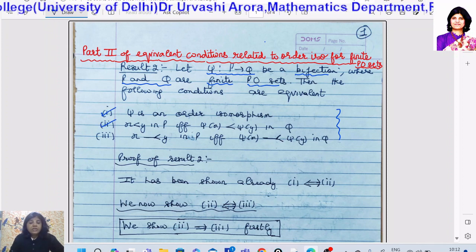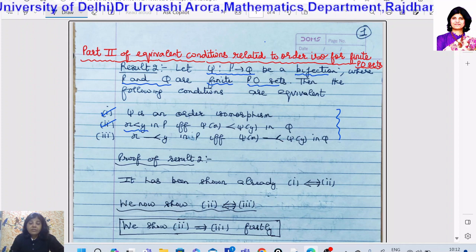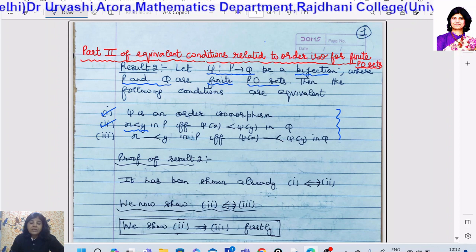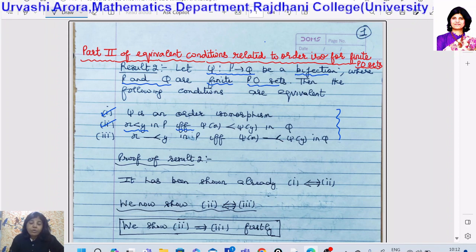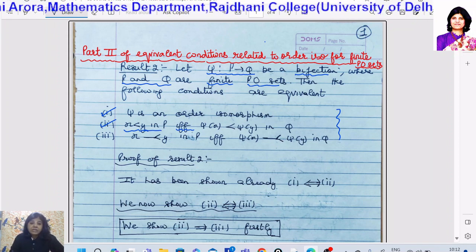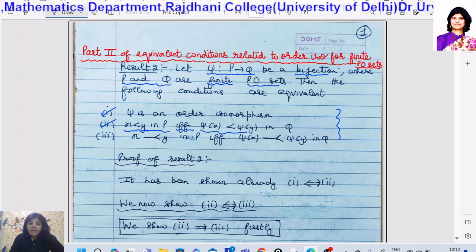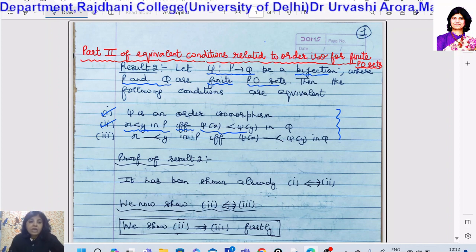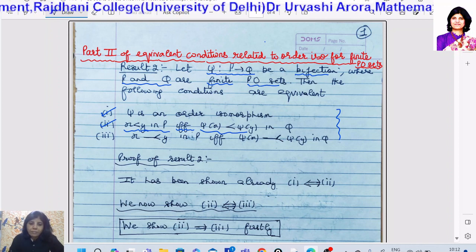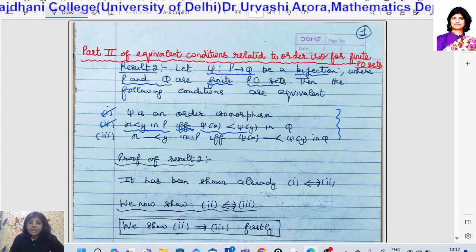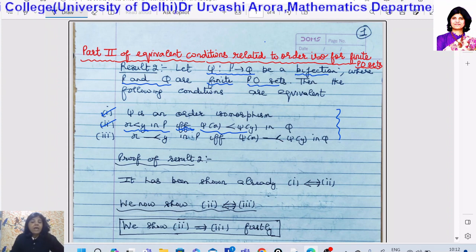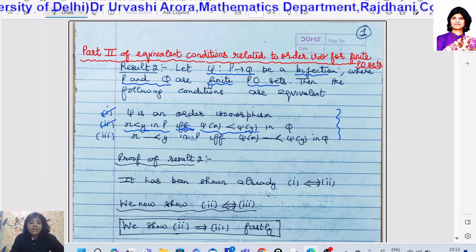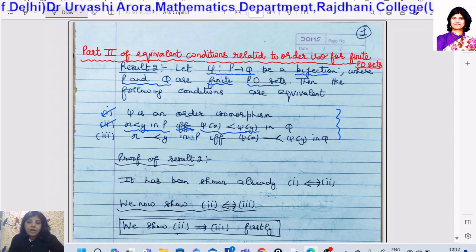The second condition is that X strictly related to Y in P implies and is implied by, if and only if, which means the first condition implies the second, and also if the second condition is given to you, then the second condition implies the first condition. So X strictly related to Y in P implies and is implied by their images psi X and psi Y being related in the same way, which means that psi X, the image of X, is strictly related to psi Y, the image of Y in Q.